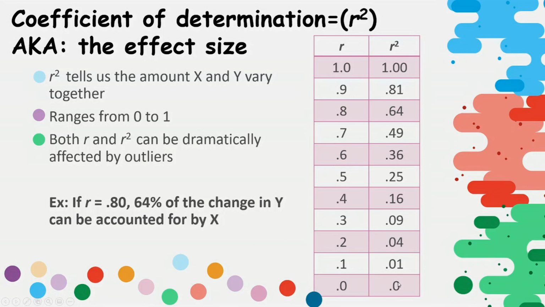So the effect size also follows along the strength of the relationship. How strong the relationship is going to also explain how strong the effect size is. And that can be determined by our R squared.